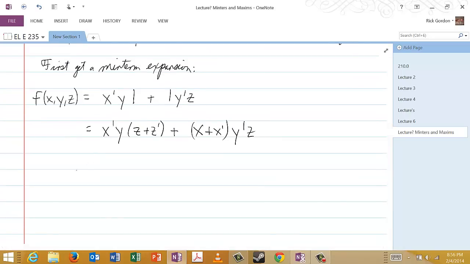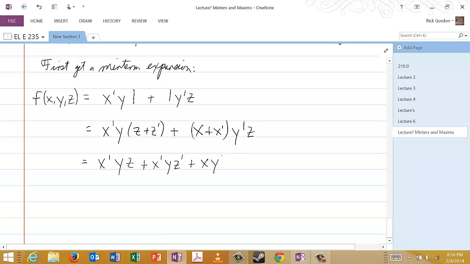And now if we multiply this out, we get x prime y z, or x prime y z prime, or x y prime z, or x prime y prime z. And now we have a minterm expansion, just that easily. And to actually get the truth table, probably the very easiest way is to go to the alternative notation.